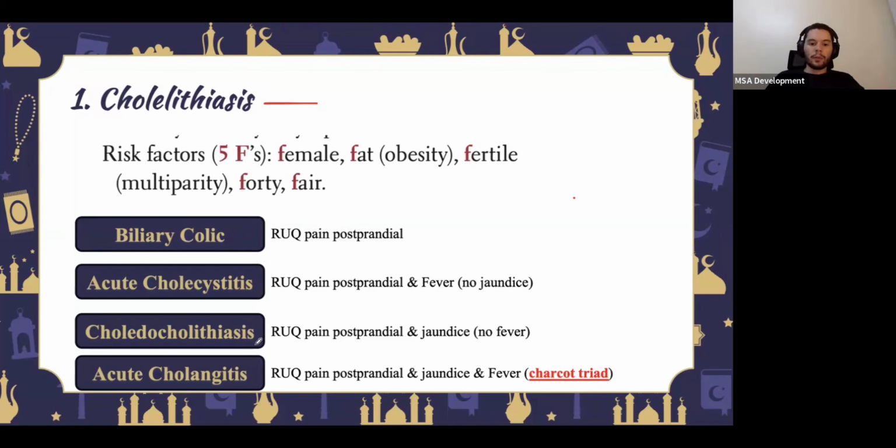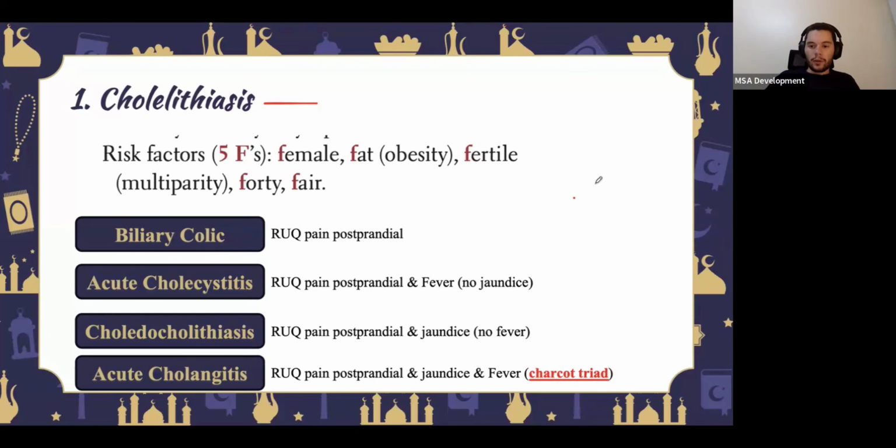Then you have a couple of terminologies that you need to refer to, starting with biliary colic. Biliary colic just means you have right upper quadrant pain, postprandial, usually after eating. Right? Acute cholecystitis is you have right upper quadrant pain, and because it's an inflammation, you have fever. So right upper quadrant pain and fever. There is no jaundice, right?